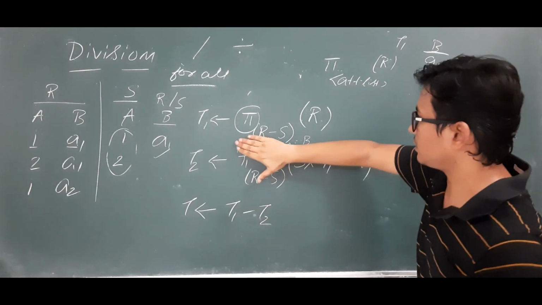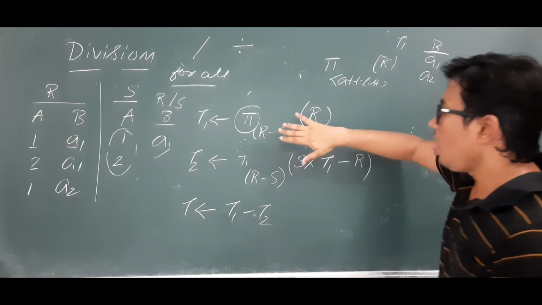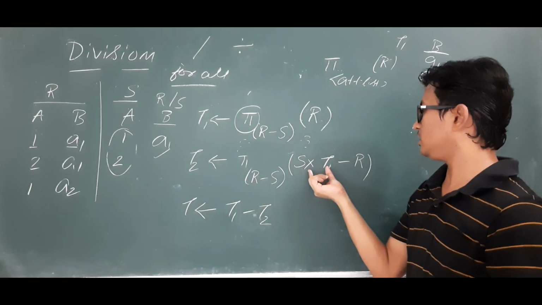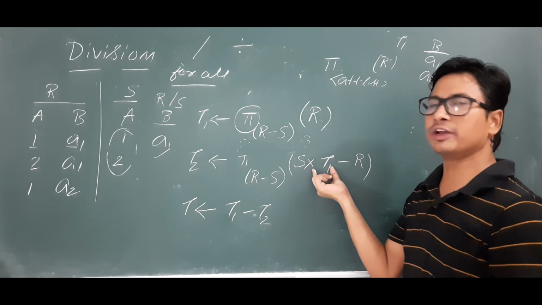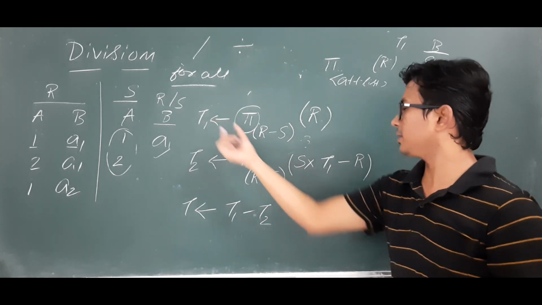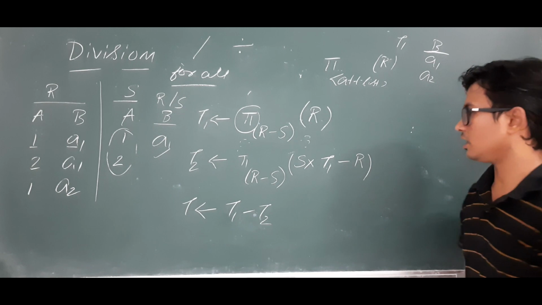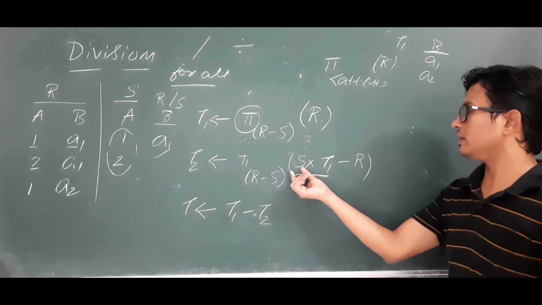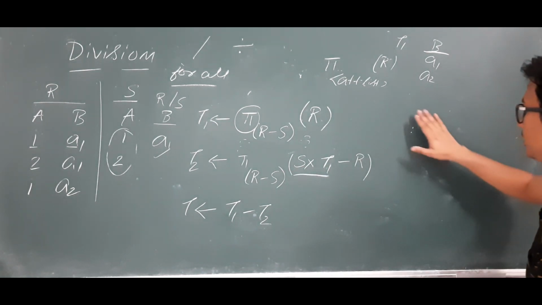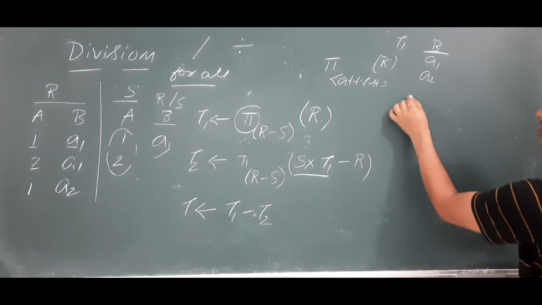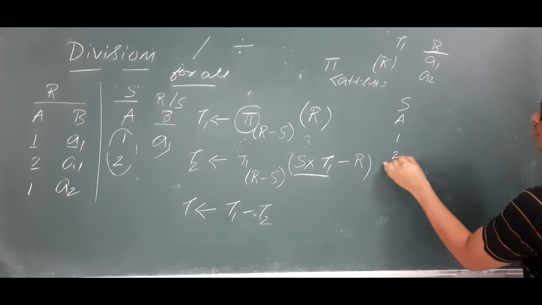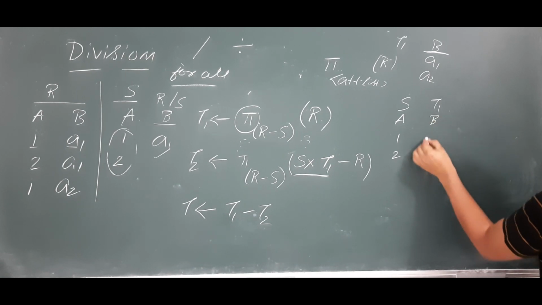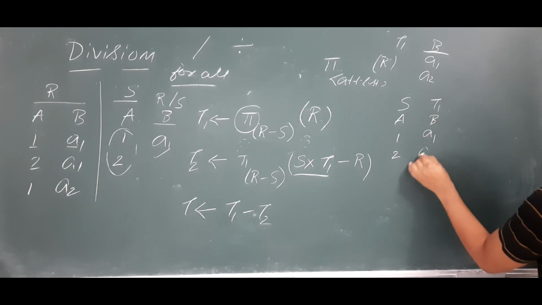Now we will see the next one. Let me erase this one. T2 is the projection with the attribute list S on S Cartesian product with the temporary table T1, set difference with the relation R. So first let me apply the Cartesian product between the relation S and the relation T1. The relation S consists of attribute A and value 1. The relation T1 consists of B: A1, A2. Is it clear?